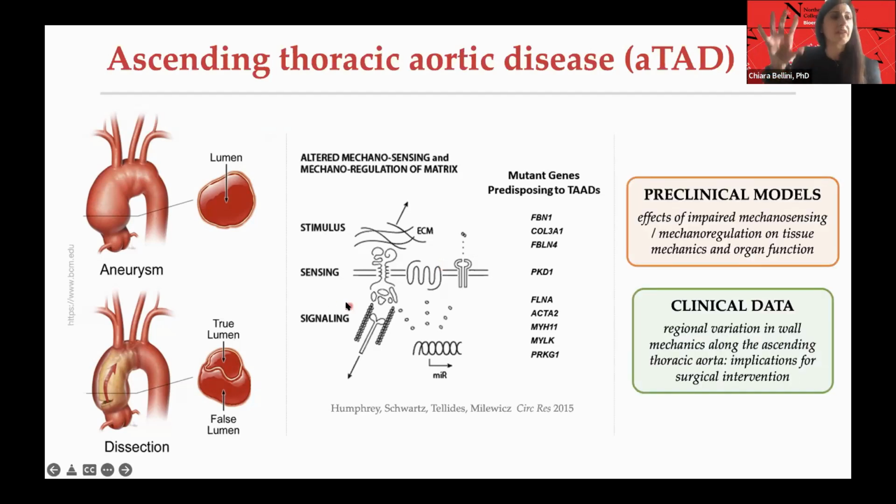And so to link these hypotheses back to the mechanical failure of the wall, in the first part of my talk, I will discuss the effects of these impaired mechanosensing and mechanoregulation on tissue mechanics and organ function in preclinical models of thoracic aortic disease to explore what may be the cause of wall weakening. And then in the second part of the talk, I will present data on the regional variation in wall mechanics along the aorta in patients with thoracic aortic aneurysm, touching on potential implications for surgical intervention.